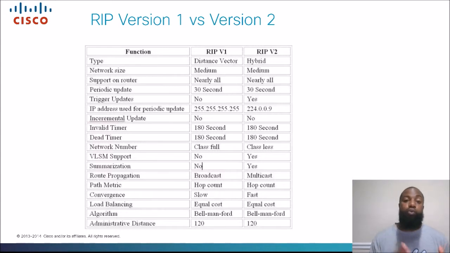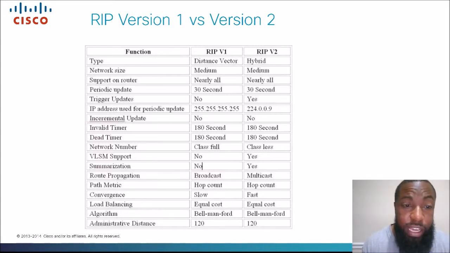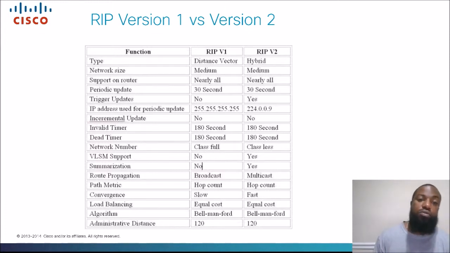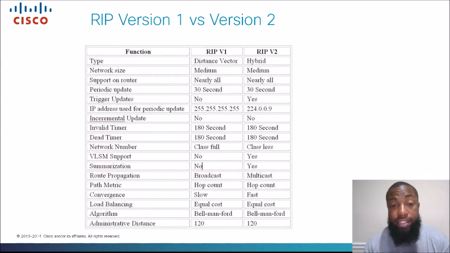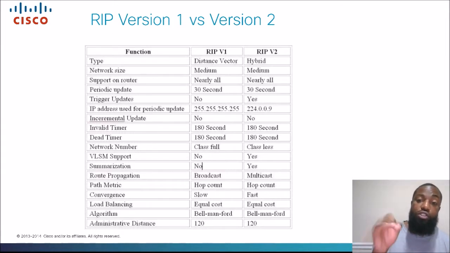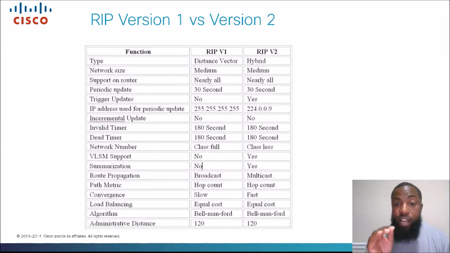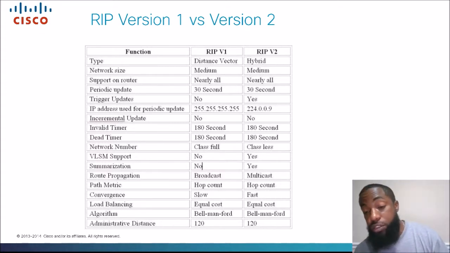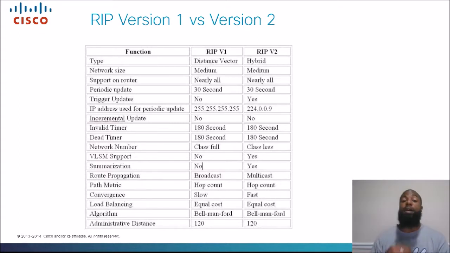But anyways, both version 1 and version 2 do 30-second periodic updates. Version 1 does not do triggered updates. Version 2 does. I'm not going to read all this to y'all. The main difference is version 1 does periodic updates using the broadcast address, which is 255.255.255.255, whereas version 2 uses 224.0.0.9, which is a multicast address. It does not broadcast its updates, it multicasts its updates.